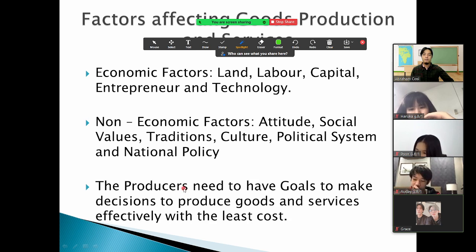We have another piece of information here. The producers need to have a goal to make decisions, to produce goods and services effectively with the least cost. So this is the goal of production: to produce goods effectively with the least cost, and of course with the maximum profit. Least cost, maximum profit. That is the goal of production.